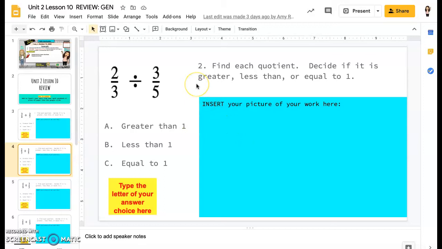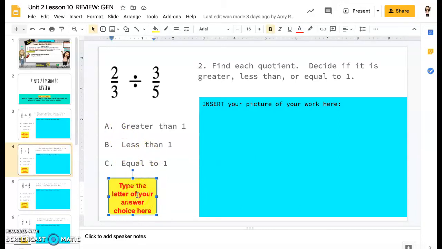Number 2, find each quotient. Decide if it is greater, less than, or equal to 1. 2/3 divided by 3/5. Remember, keep it, change it, flip it. You're going to insert your picture of your work in the blue box over here, and then you will select the correct letter choice and type in the letter in the yellow box over here.